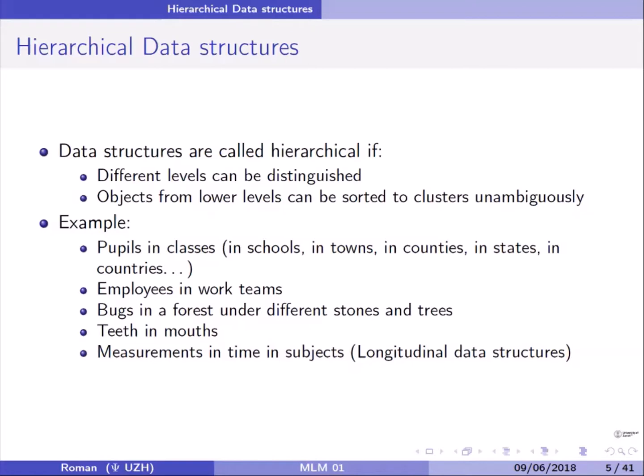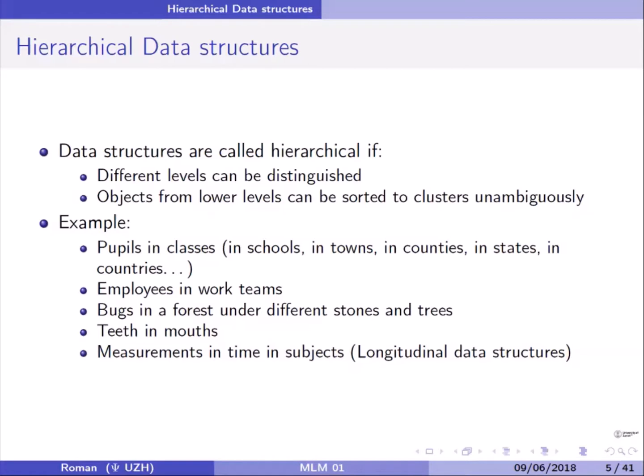And we could continue the nesting further. We could say pupils nested in classes, classes nested in schools, schools nested in towns, towns nested in counties, counties nested in states or cantons, cantons in countries, countries in trade groups in continents, etc. So this is the idea of hierarchy in our data. Each individual can belong to a single hierarchy above them.